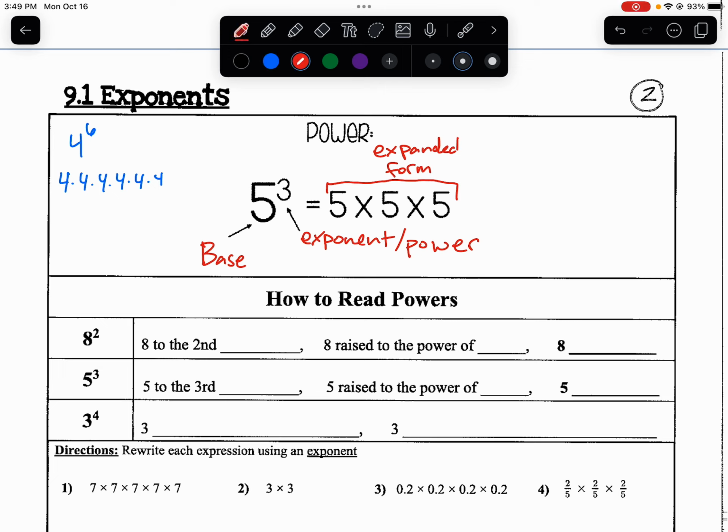All right, let's get back to our 5 to the third power example. What does 5 to the third power equal? If you type that in a calculator, you wouldn't get 15. You would get 125. Because 5 times 5 is 25, and 25 times 5 is 125. We call that 125 the value. So if they ask you for the value of 5 to the third, you would say the value is 125. If they ask you to write it in expanded form, you would write 5 times 5 times 5.